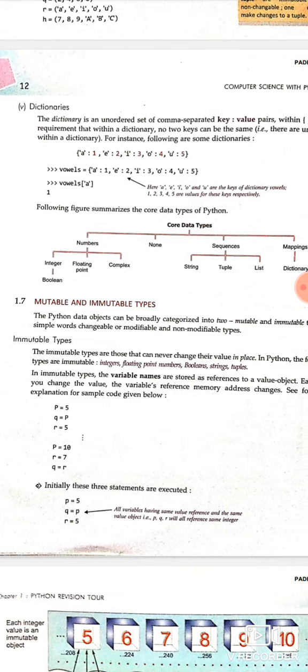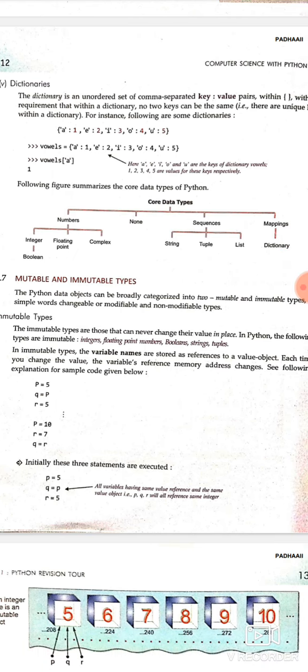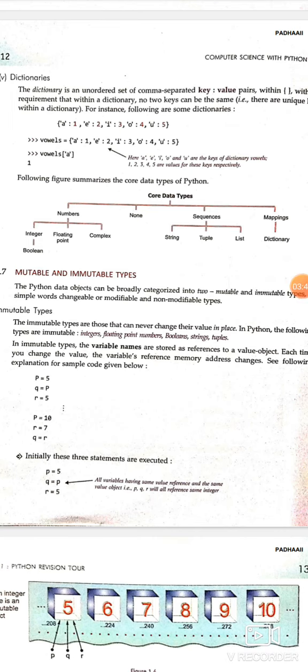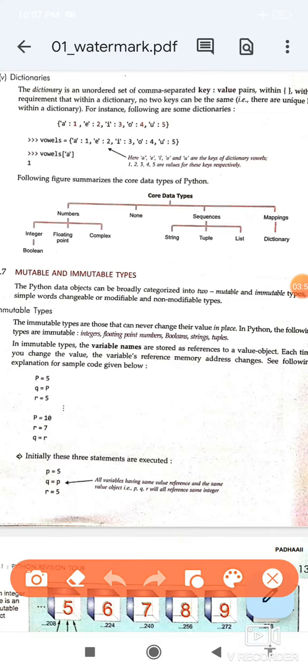Now, which are mutable and which are immutable types? Immutable are those that can never change their value in place. They cannot change, like integers, floating point numbers, booleans, strings, and tuples. For an immutable type, the variable name is stored as a reference to an object, and each time you change the value, the variable's reference memory address will change.